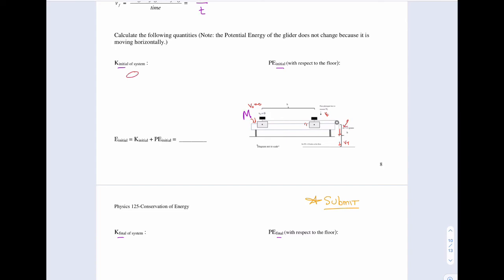Initial potential energy, remember potential energy is 0 at the floor, and the potential energy of the glider doesn't change. We talked about that. So the only thing that has initial potential energy is a little hanging mass. Remember potential energy is mg times that initial height. So calculate your E initial. Okay, that's 0, nothing was moving.